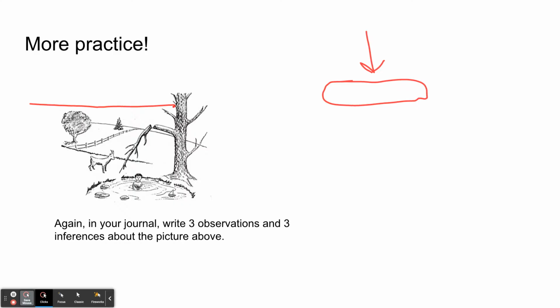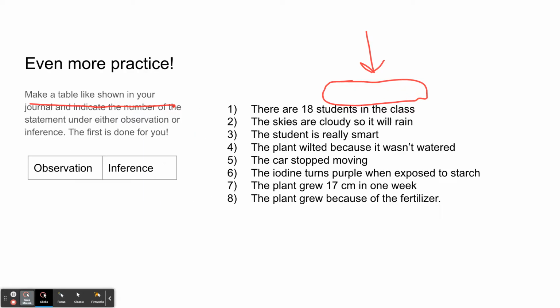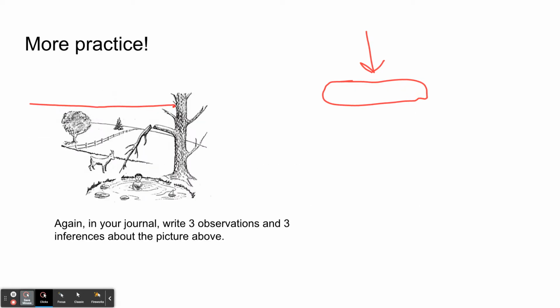Okay, one more practice for you. Here's another picture. 3 observations. There's a lot you can observe in this picture. And then I want you to infer 3 things about what might have happened in this picture. If you can only come up with 1 or 2, that's fine, but I just want you to practice. Go ahead and pause the video and do that in your journal as well as on the Edpuzzle video.